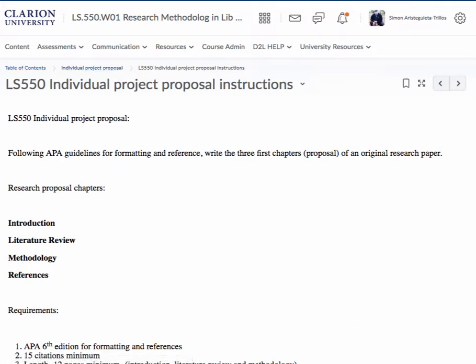The first three chapters, introduction, literature review, methodology, and of course the references. For LS600, then you would add two more chapters, results and discussion. At the end of the discussion, you will have a conclusion. But for this class, LS550, we only need to write the introduction, the literature review, the methodology, and of course have the references. The formatting of the paper and the citations and references have to be done in APA.